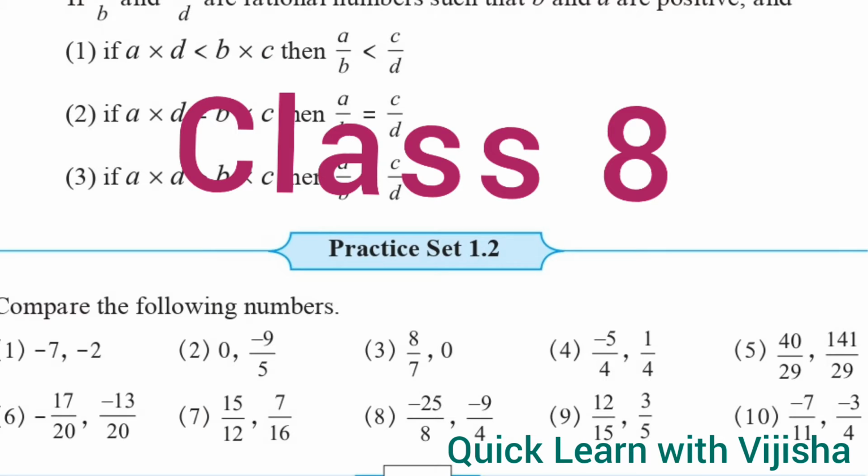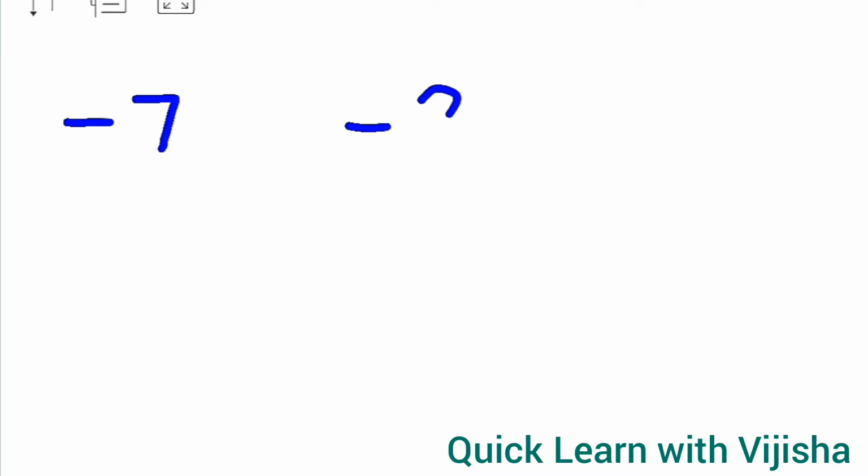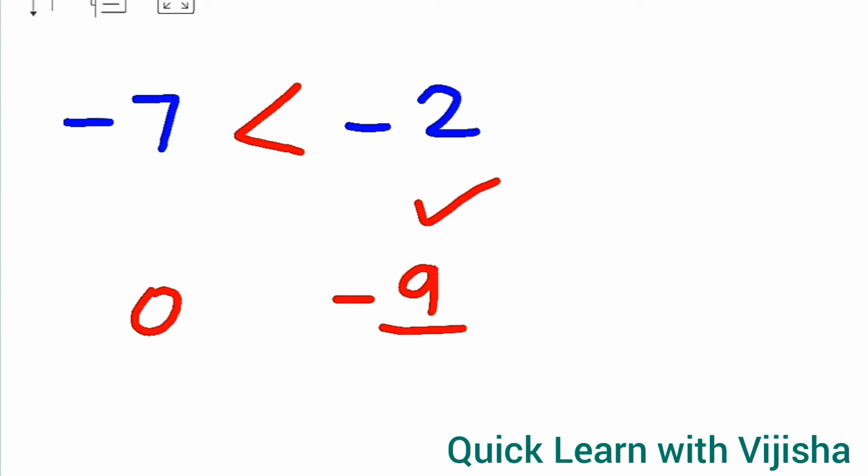First question is given as -7 and -2. Whenever both numbers are negative, the smaller number in this is -2. So this side will be greater. So you have to open the mouth of the sign to -2. Understanding, children? We'll see the second question, 0 and -9 upon 5.